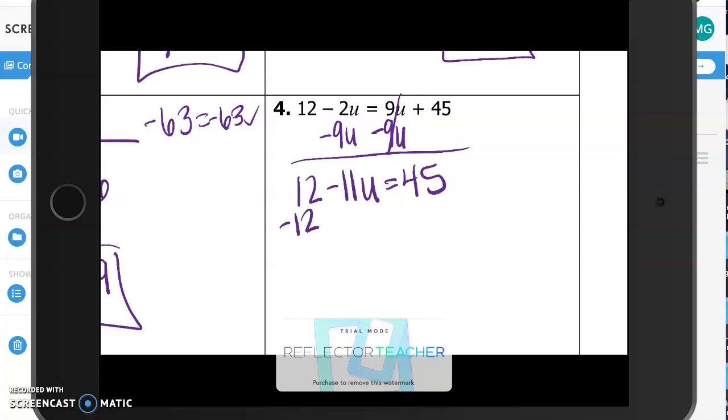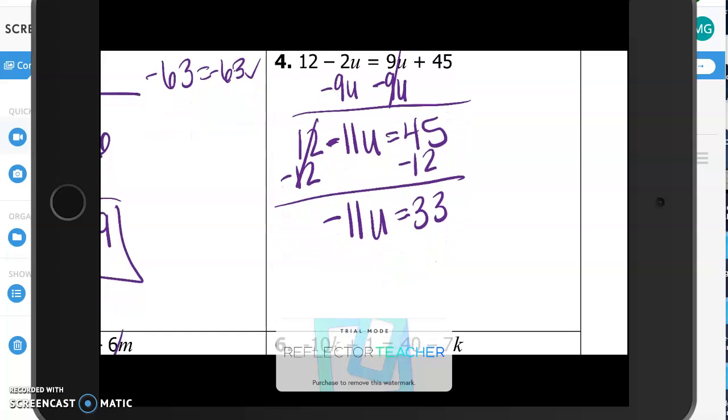Then I need to subtract 12. Remember, this negative here goes with the 11u, so I need to subtract 12 to make it go away. Negative 11u is equal to 33. Divide by negative 11, and u is equal to negative 3. So again, I'm not going to take the time to do it, but you should check and plug negative 3 into here and get a number, and negative 3 in there and get a number, and make sure you get the same number on both sides.